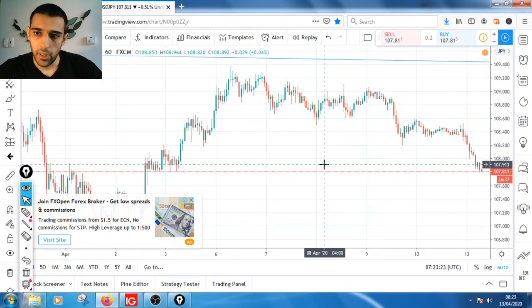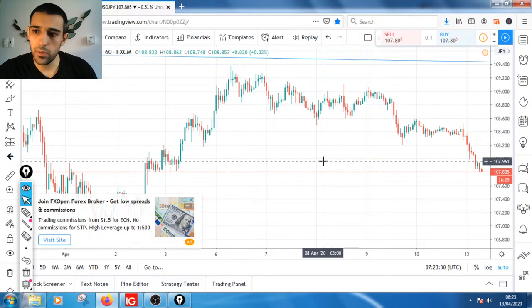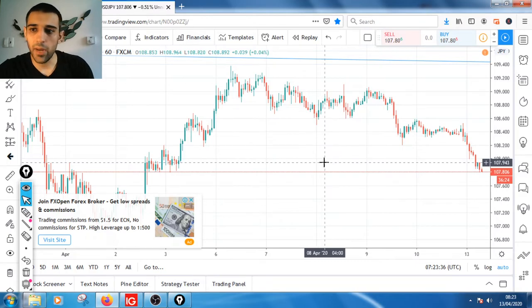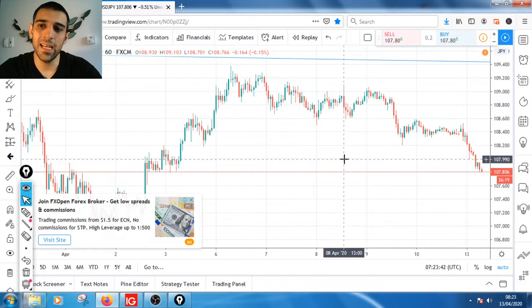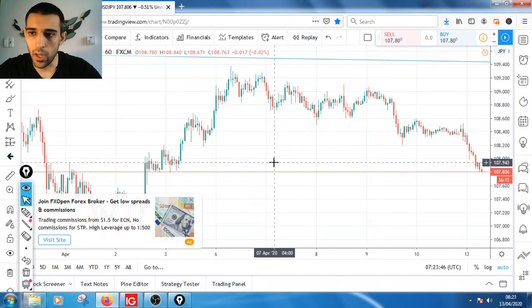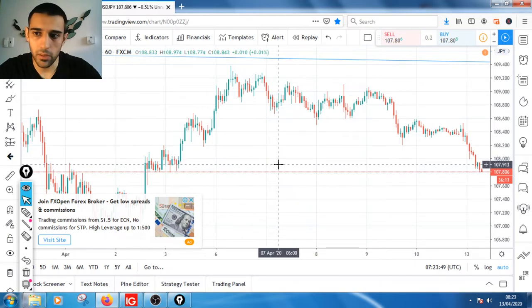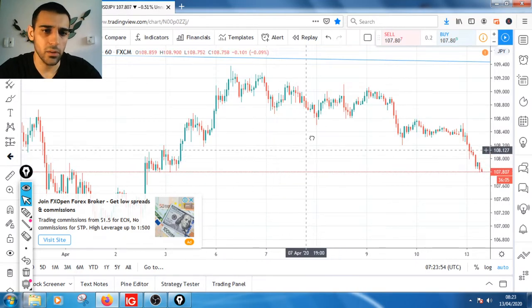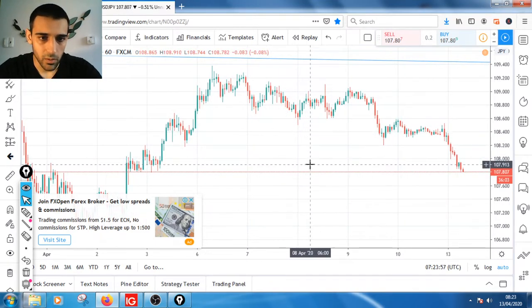We could have 107.82, or 107.90, so 107.80 to 90, around that. We can give about a 10 pip margin between that. Let's call it 107.80, just to make it simple. No, actually not 107.80, 107.90. So we've got 107.90.